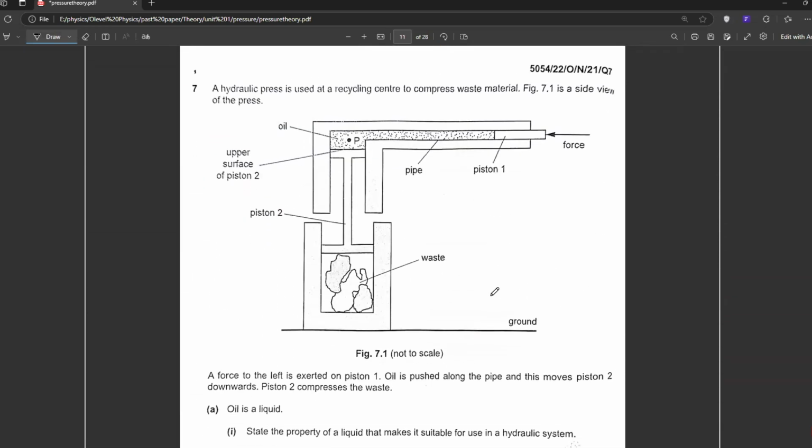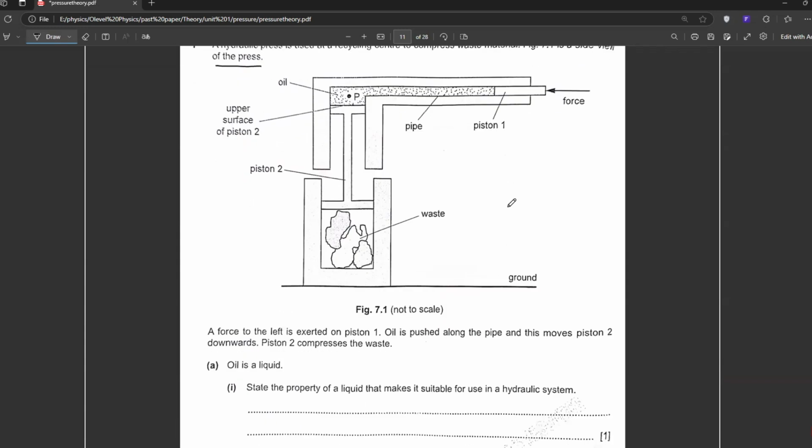A hydraulic press is used at a recycling center to compress waste material. Figure 7.1 is a side view of the press. A force to the left is exerted on piston 1. This is your force that is being exerted. This is your piston 1. Oil is pushed along the pipe and this moves piston 2 downwards as piston 1 moves towards the left. Piston 2 compresses the waste. Oil is a liquid.